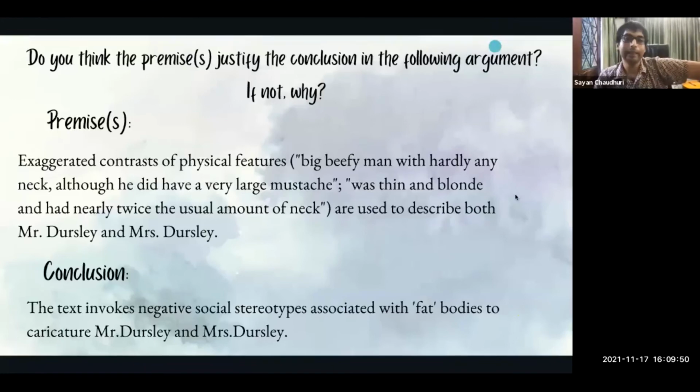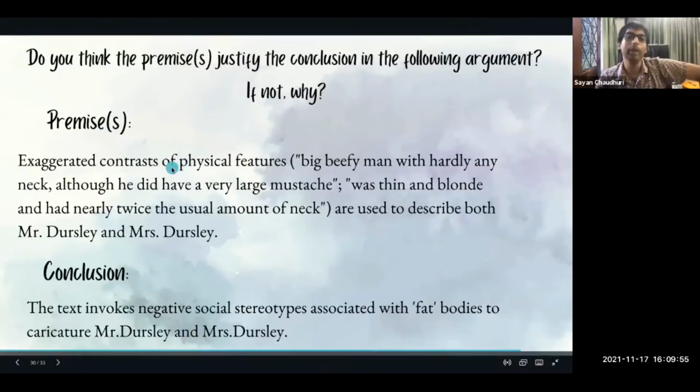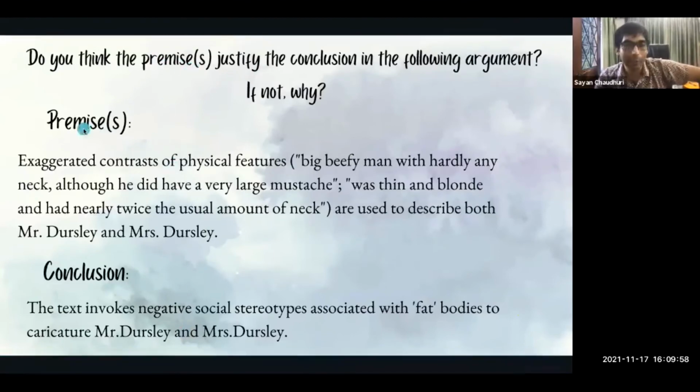Now, the question simply is, do you think in this sort of presentation of the argument, the premises, and there's only one premise though, justify the conclusion in this argument, right? So what is the premise here? Premise here is that exaggerated contrasts of physical features, big beefy man with hardly any neck, are used to describe both Mr. Dursley and Mrs. Dursley. And the conclusion is that the text invokes negative social stereotypes associated with fat bodies to caricature Mr. Dursley and Mrs. Dursley. Now, is this persuasive?